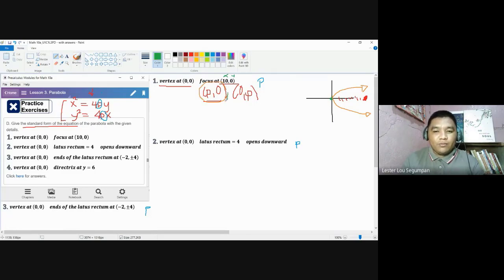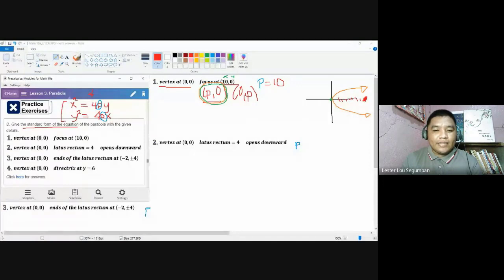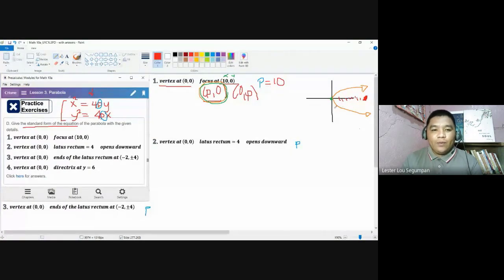You might want to review your module for this. It is in the form (p, 0). So the focus is at (p, 0), and since our focus is (10, 0), the value of p here is 10. Again, since the focus is at (p, 0) and it's given here as (10, 0), p is equal to 10. Now that we have the value of p and we know that it opens sideward, we are going to use this for number 1.